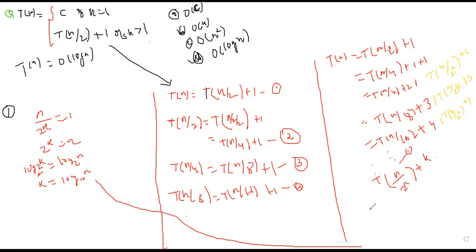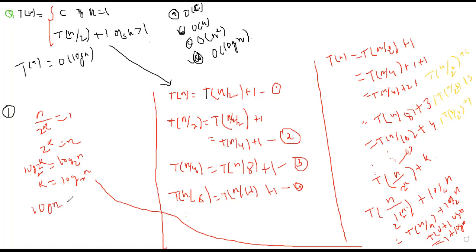Okay, now replace this one, now it will be 2 to the power of log base 2 of n, plus k, which is log base 2 of n. Now what is 2 to the power of log base 2 of n? It will be n, okay? Now this value will be n, so n by n plus log base 2 of n. Now this will be T of 1 plus log n. So what is the value of T of 1? T of 1 is 1 plus log n. So what we get is log n plus 1.